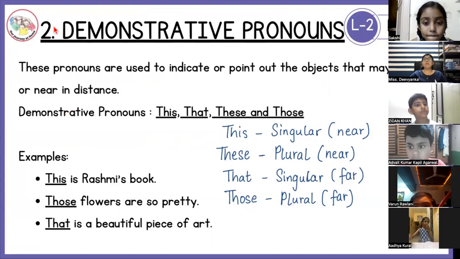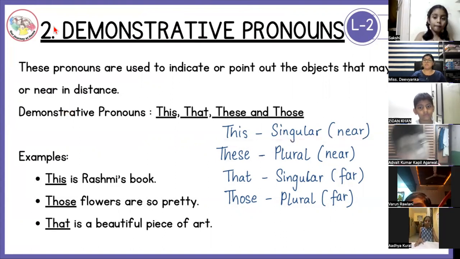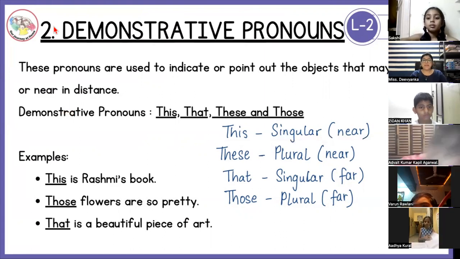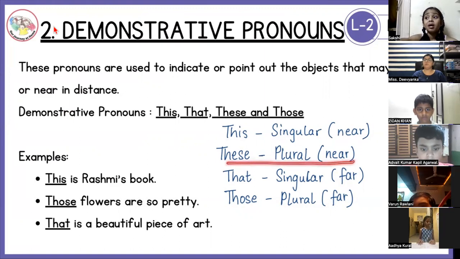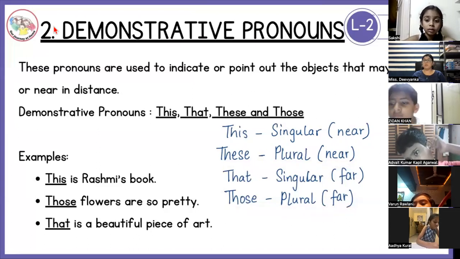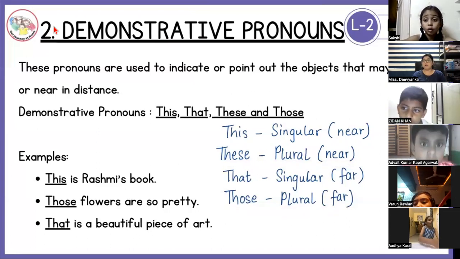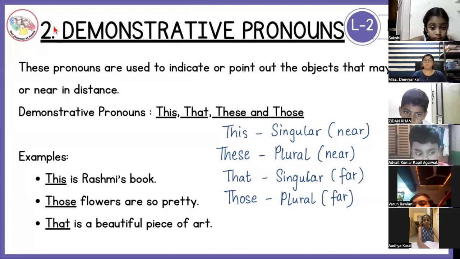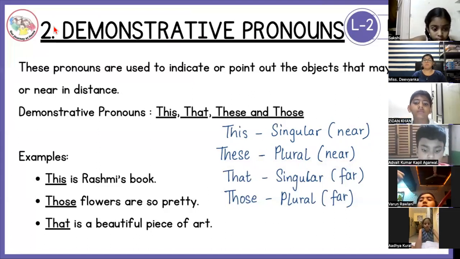Understood? Now, this is used when it is a singular noun which is near you. That is used when it is again a singular noun, but it is far away from you. These is used when it is a plural noun, which is near you. And then those is used for those plural nouns, which are a little bit far away from you. Everybody with me till here? Give me a quick thumbs up.